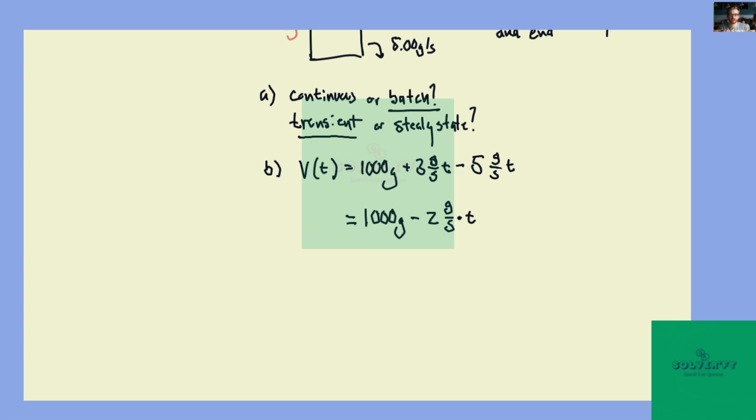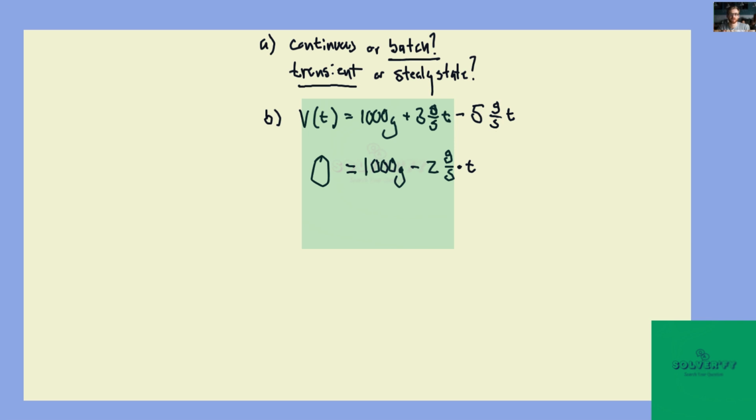Now, we want to know when the tank is empty, which is equivalent to saying when does this equation equal 0, right? Because this represents the volume of water in the tank at any given time. So now our next step is simply to solve for t. I'm going to add 2 grams per second times t to both sides of the equation to get 2 grams per second times t equals 1,000 grams. And then I'm going to divide both sides of the equation by 2 grams per second to get that t is equal to 1,000 grams divided by 2 grams per second.